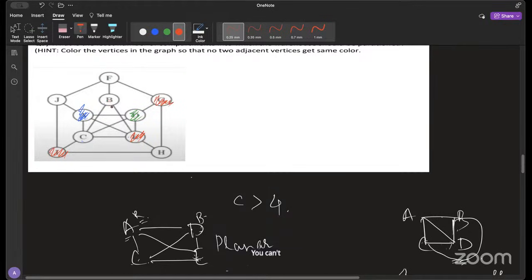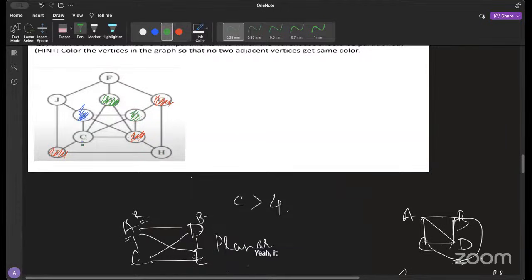You can't do this one red, and this one cannot be red. These two can't be red. So you can use green in this one. Then H can also go in green. F can be blue.